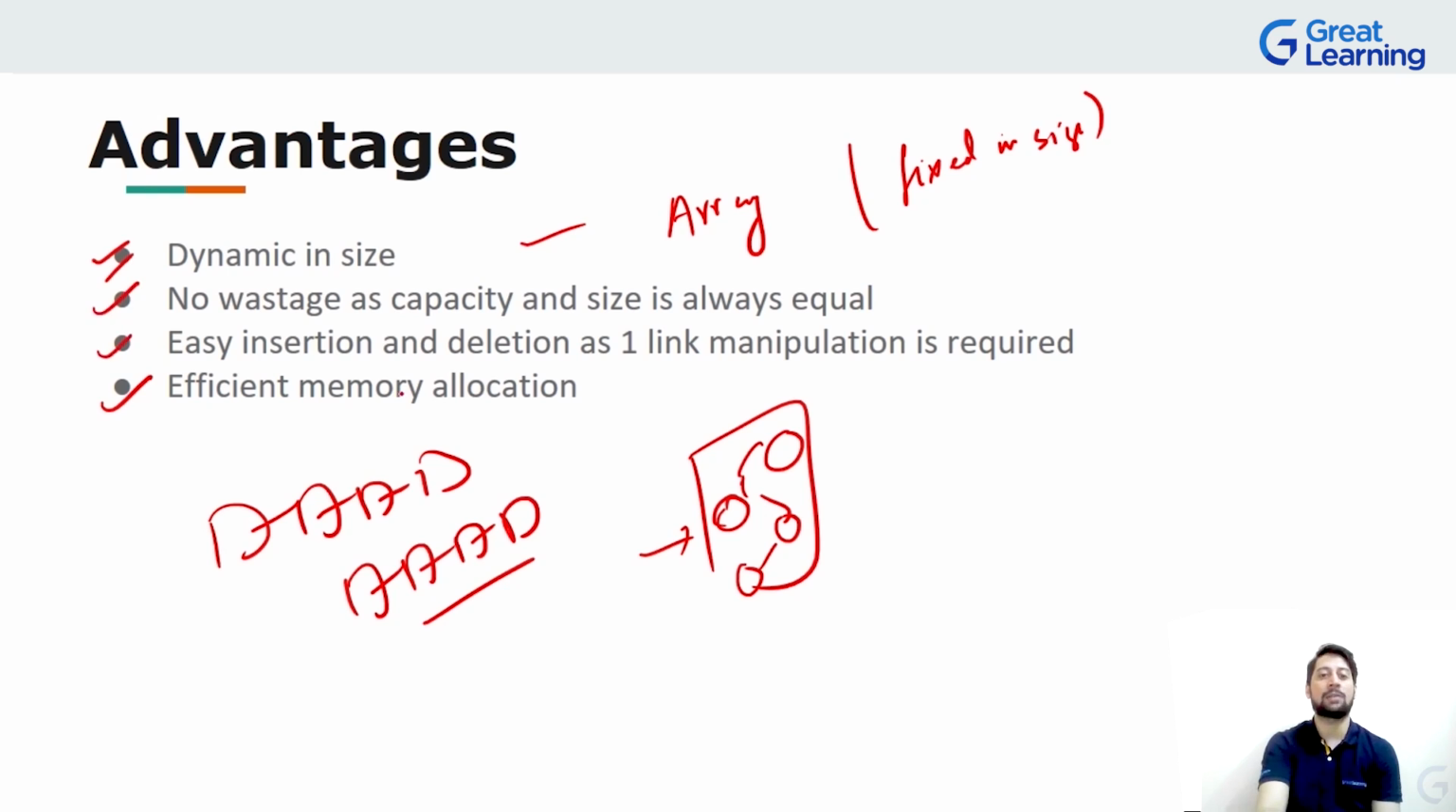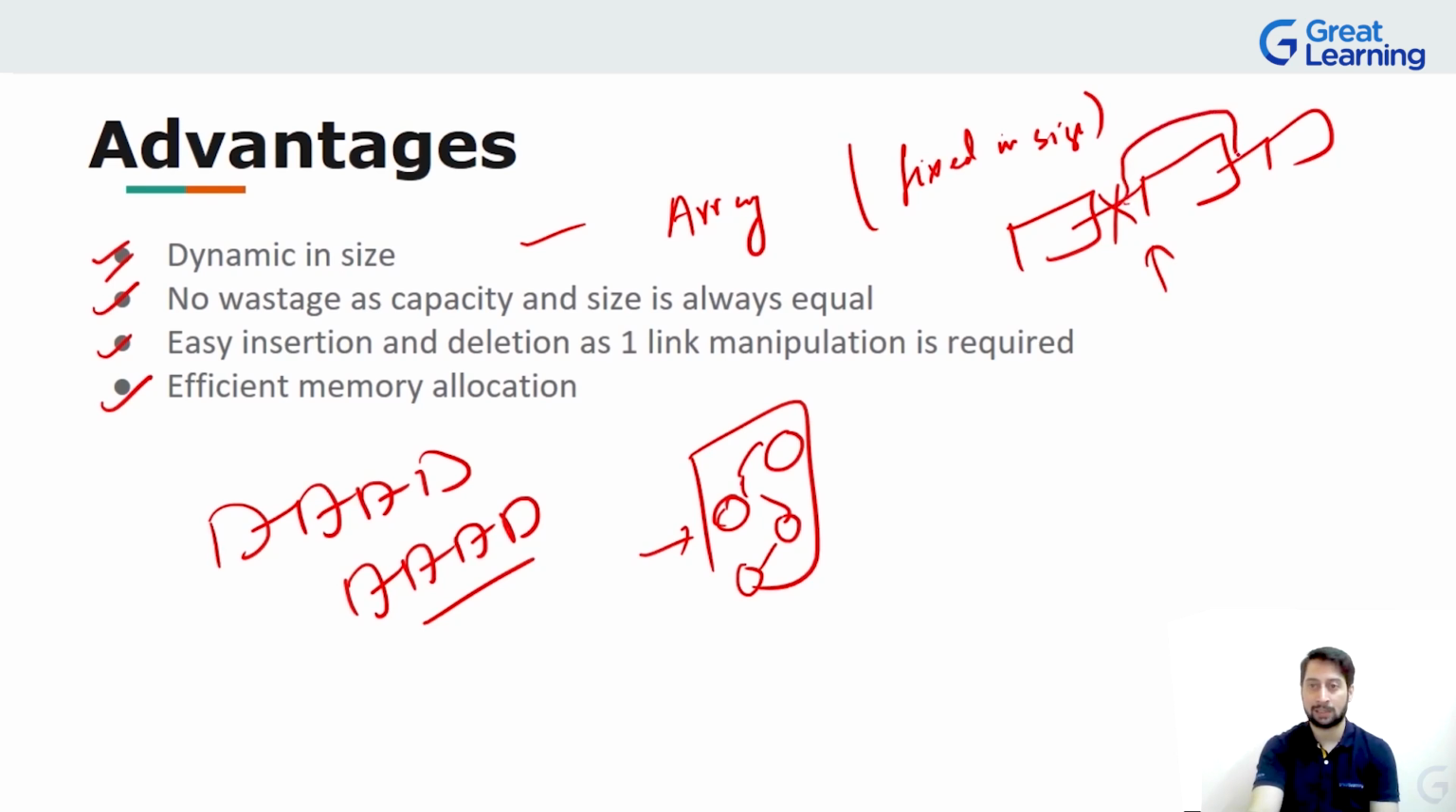And it is very easy to insert and delete a node in a linked list just by manipulating a single link, as we have seen earlier. If you want to delete this, you just manipulate this link and point this link to the next node, which is after this node. That's it, you are done with the deletion operation just by manipulating a single link.